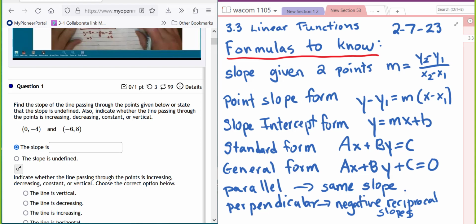All right, so we're going to work on lines today. Hopefully this will be familiar to you. Some formulas that you need to make sure that you know. And I'll make sure that these go into the PDF file that I do at the end. So if you don't get them copied, that's okay.